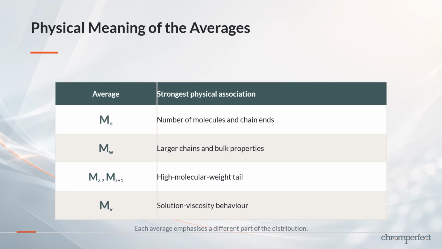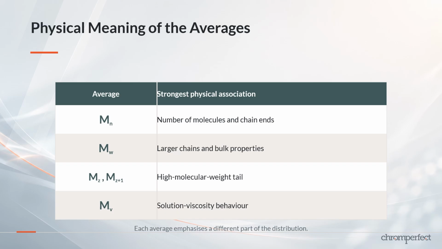Each molecular weight average is associated with different physical properties. Mn is influenced strongly by the number of polymer molecules and is therefore related to properties that depend upon the number of chain ends. Mw gives greater significance to larger chains and is often more closely related to bulk mechanical properties. Mz and higher averages are particularly sensitive to the high molecular weight tail of the distribution. Mv describes the molecular weight that corresponds to the observed viscosity behavior under the applicable polymer, solvent, and temperature conditions.